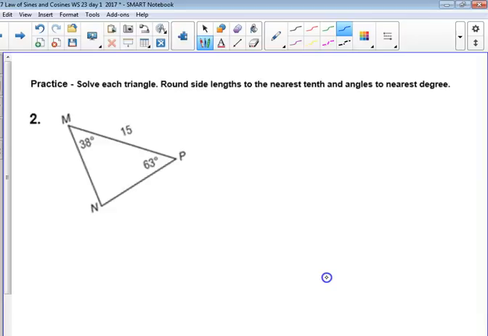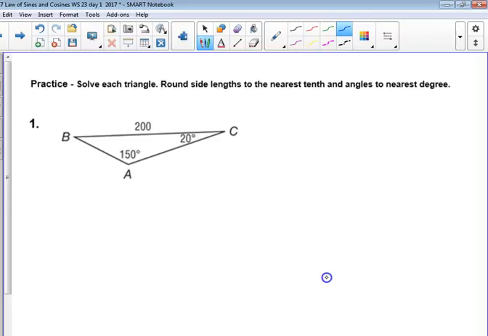Do you want to do one or two? We really don't need to do two examples of this, I don't think. Do number one? Okay. So if we want to solve for all the rest of the missing pieces, we're missing side C, side B, and angle B. It'd be pretty easy to find the angle, right? 180 minus 150 minus 20, 10 degrees at angle B.